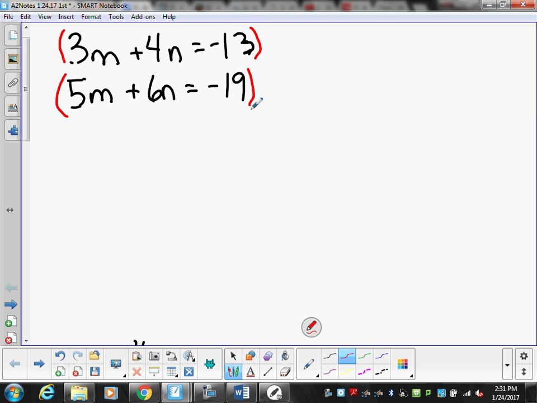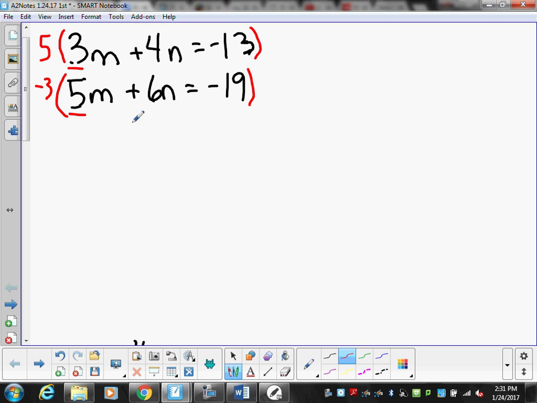Either one would be okay. It doesn't matter which variable you want to eliminate in this problem, but we said M. So what you end up doing is you multiply the top equation by the coefficient on the bottom equation's M, so 5. We already did this exact problem, but either way, we're going to go through the process really quickly.